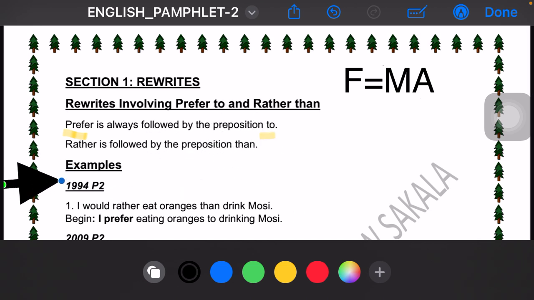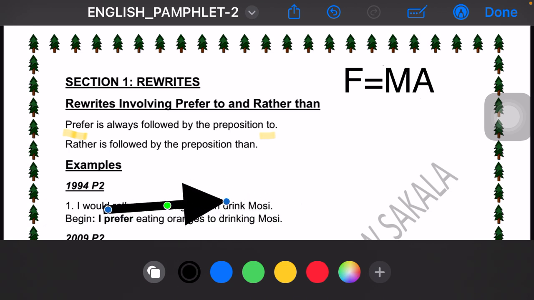For example, let's look at 1994 paper 2, question number 1. I'd rather eat oranges than drink mossy. I repeat, I would rather eat oranges than drink mossy. So you see here, the question will actually begin with "I prefer". This is in bold. What is in bold is what is asking you to start with. Then this is the rest of the answer. So how are you going to write this sentence? Simply say, I prefer eating.